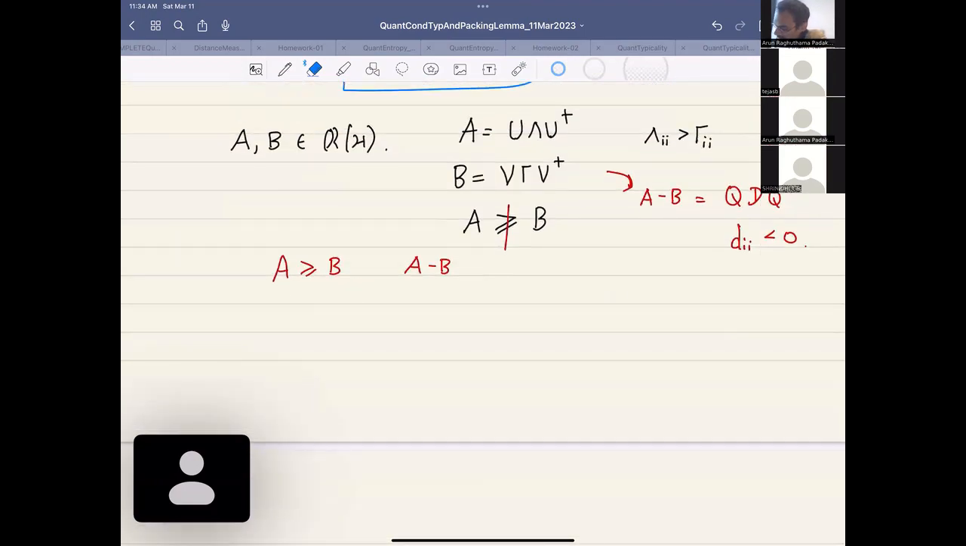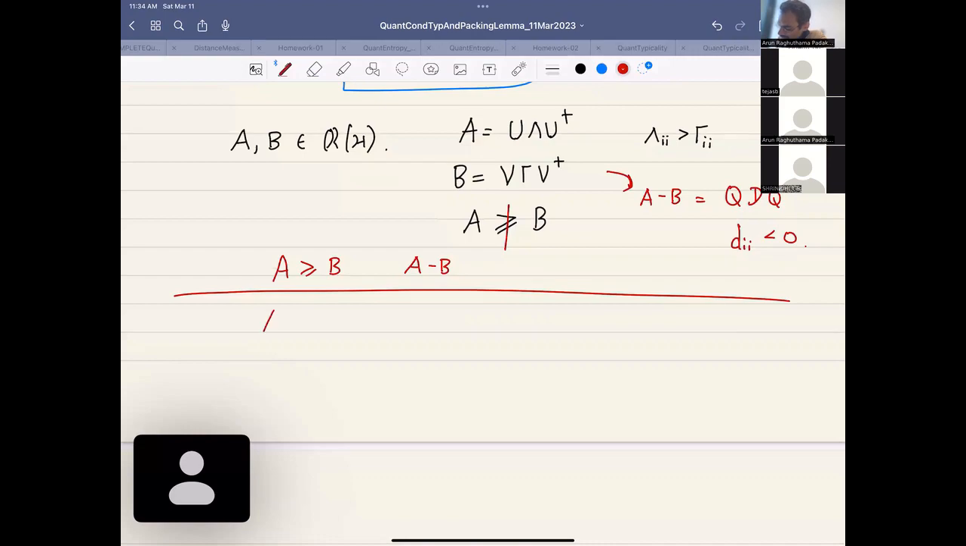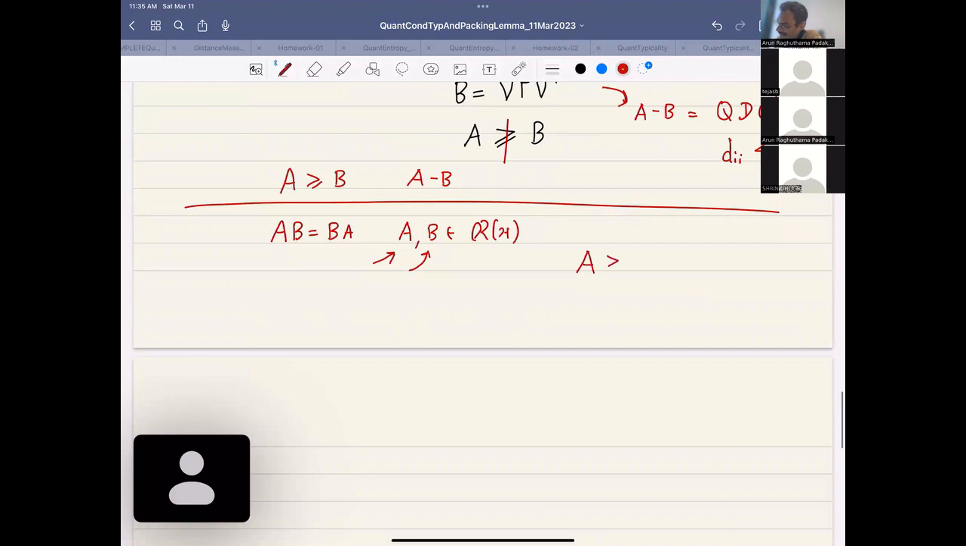Now, suppose I tell you something more. Suppose I say AB equals BA, and A and B are self-adjoint. Then your statement is true: if the eigenvalues of A dominate the eigenvalues of B, meaning the eigenvalue corresponding to a particular eigenvector dominates the corresponding eigenvalue of B with respect to the same eigenvector, then I can say that A is greater than or equal to B.